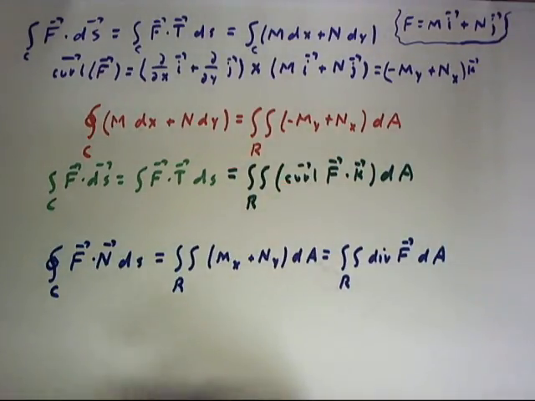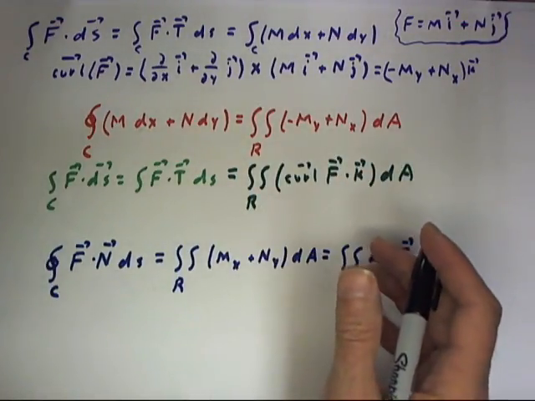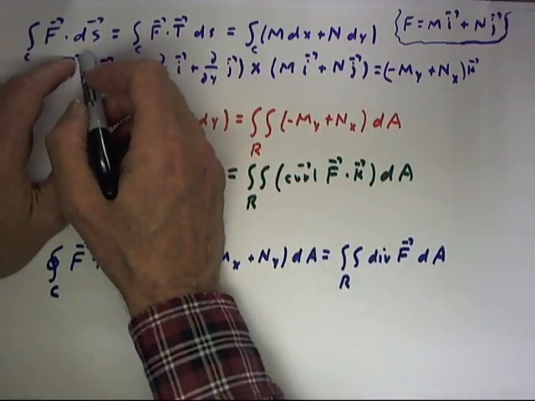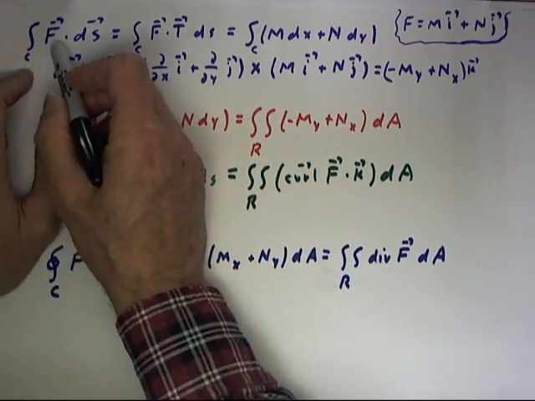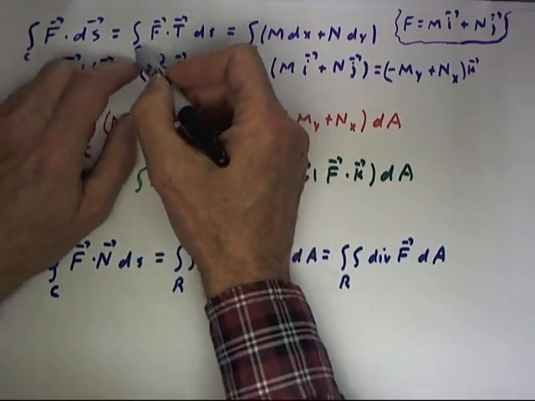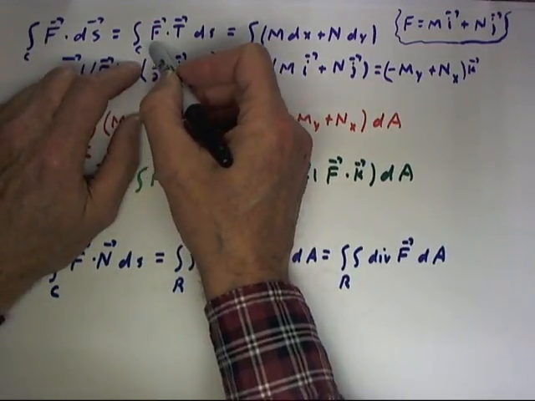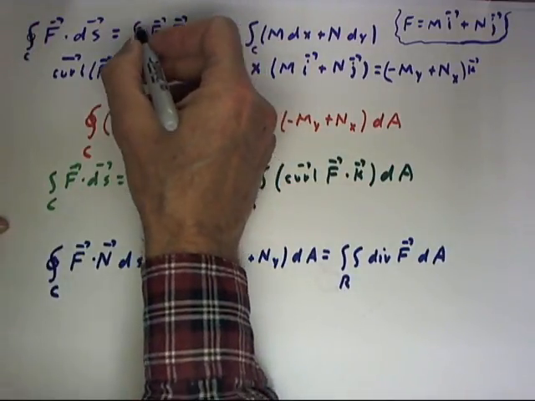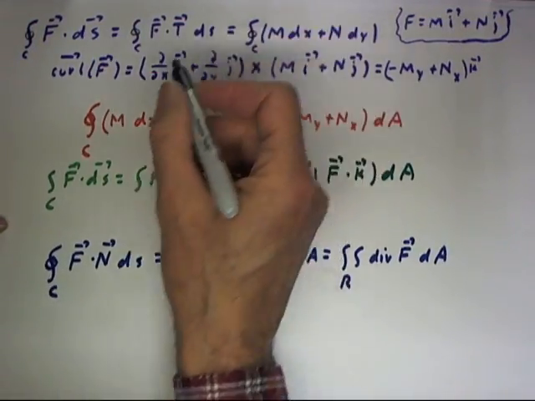We're going to summarize a couple of important results and interpretations of Green's theorem. The first being, of course, our integral over C of F dot ds can be expressed as the integral over C of F dot T ds, and these are closed curves.